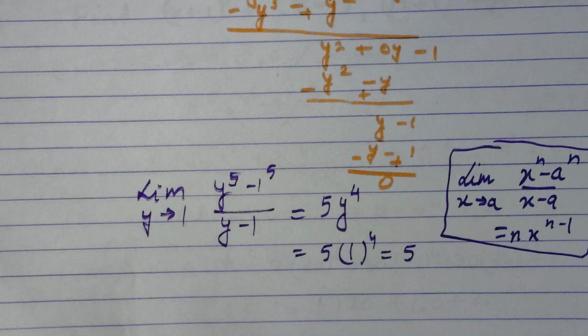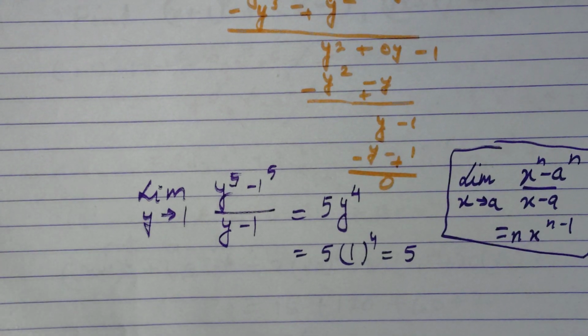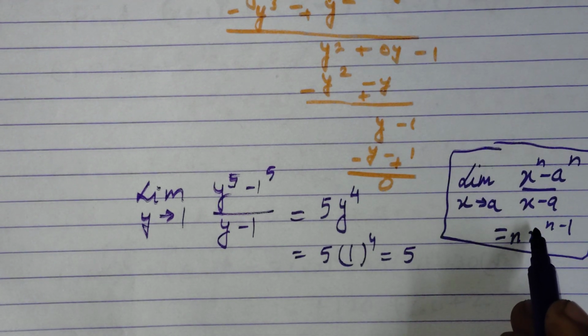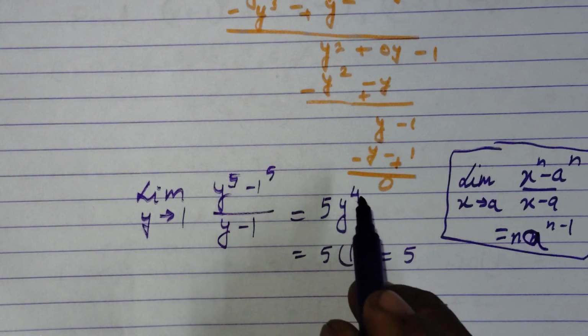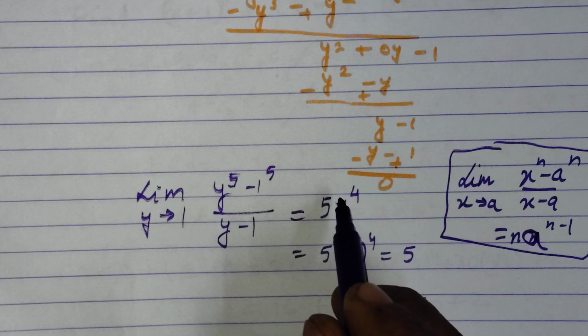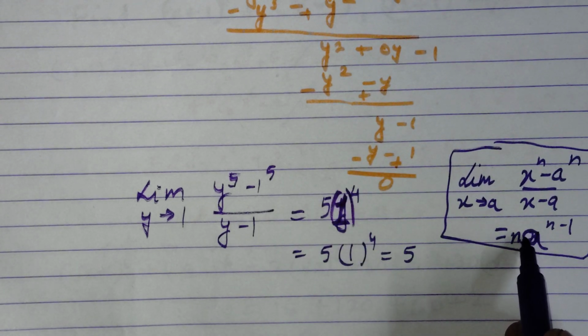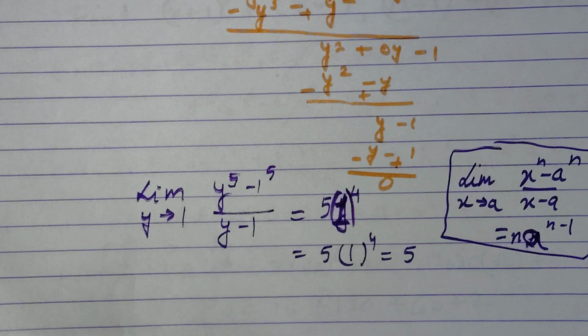So according to this, we can also get answer 5. This is the short method. Instead of x, we can write a raised to the power n minus 1. So there is 1 raised to the power 4. This is the formula, and a raised to the power n minus 1.